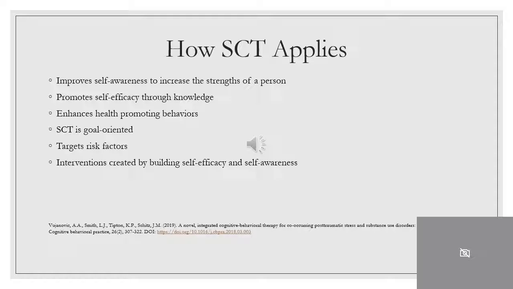In turn, health-promoting behaviors and interventions can be customized to the individual, and that is the goal of the SCT theory. It's goal-oriented, it targets the risk factors, and then it builds interventions around it to help that individual overcome the behavior.